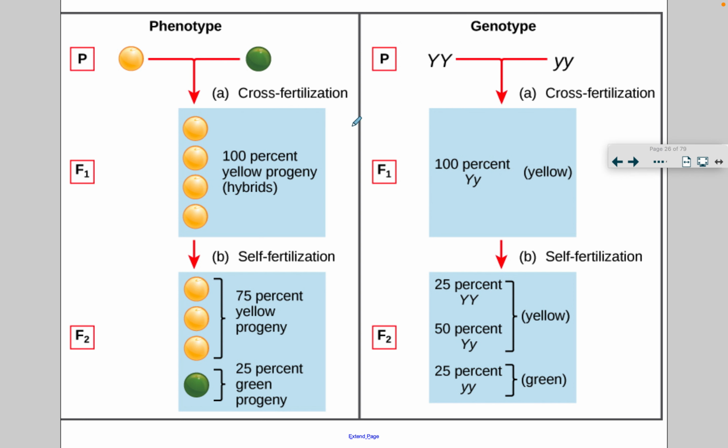So just one more way to look at phenotype. The trait that you can physically see.